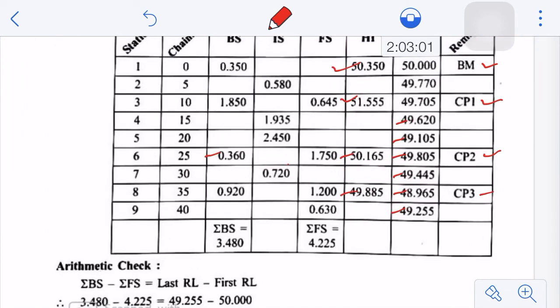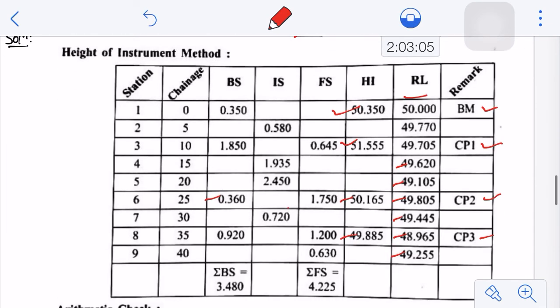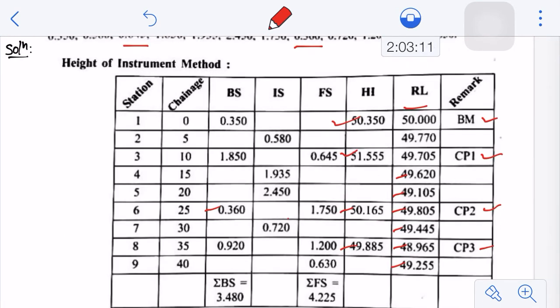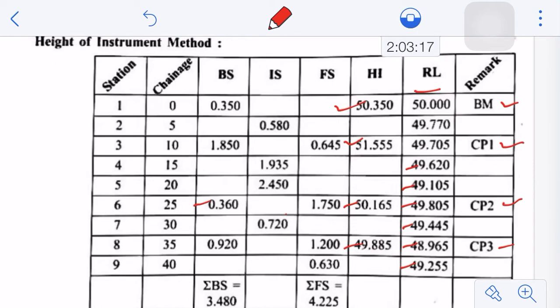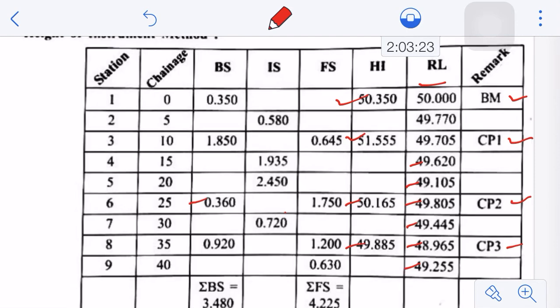And finally you will see, one may wonder that we have 12 readings, however in the stations you will see there are only 9 stations we have identified. Why? Because for the backside reading, we have taken that backside reading on the previous point only. So that's why there are only 9 stations, but if we count the readings for BS, IS, FS, it would be equal to 12.